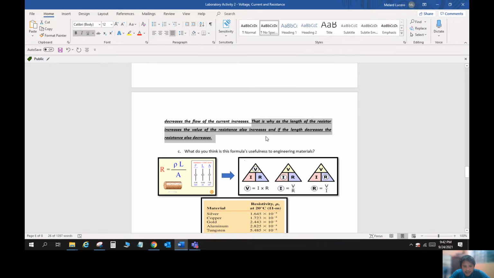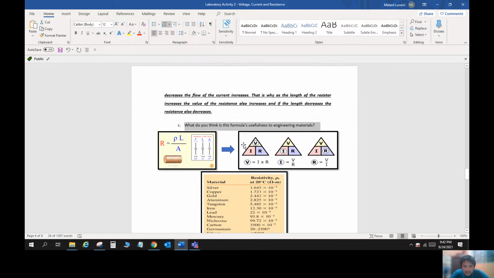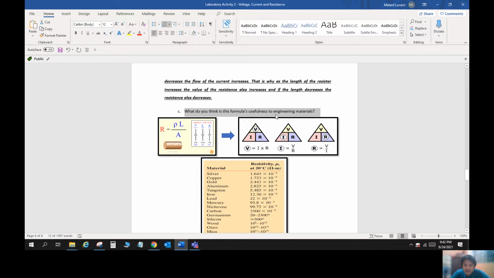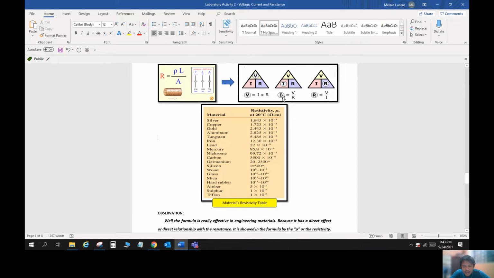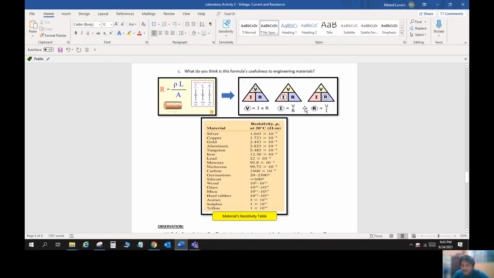Okay, so lastly, the letter C. What do you think is this formula's usefulness to engineering materials? We have here the first formula: the resistance R is equal to ρL over A. This is the resistivity multiplied by the length, divided by the area of that conductor or material. This is related to Ohm's law, V equals I times R, and can be transformed into other formulas for getting the current and the resistance value.